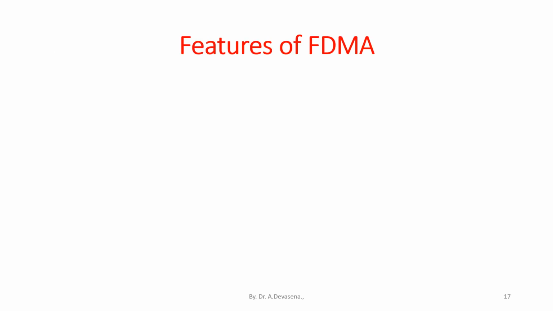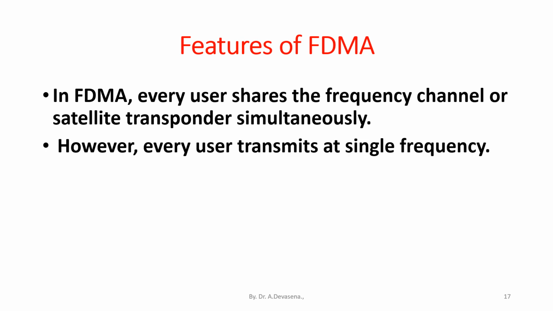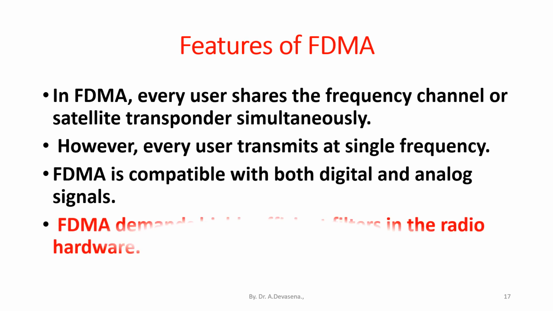Features of FDMA. In FDMA, every user shares the frequency channel or satellite transponder simultaneously. However, every user transmits at a single frequency. FDMA is compatible with both digital and analog signals. FDMA demands highly efficient filters in the radio hardware.